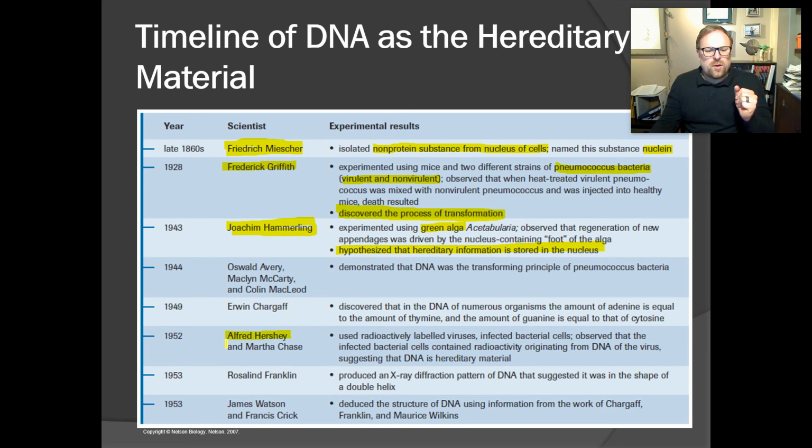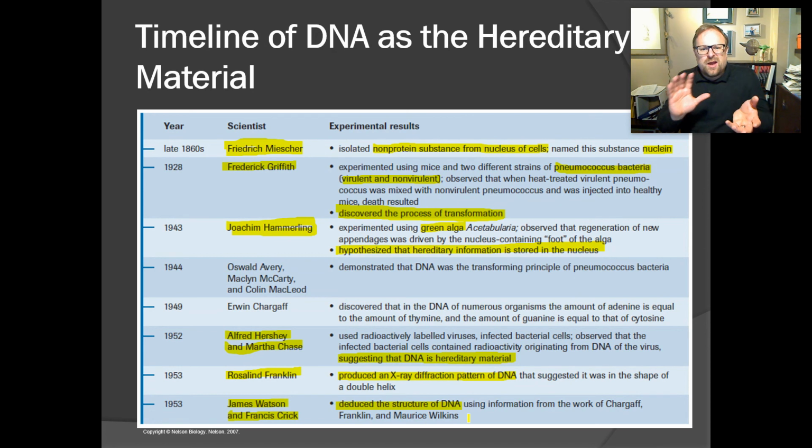I will ask you about Hershey and Chase and what they did. And they basically suggested that DNA is the hereditary material based on what they figured out with their experiment dealing with those radioactive phosphorus and sulfur. Then Rosalind Franklin came around, and she produced an X-ray diffraction pattern of DNA that suggested a shape of a double helix. And then it was finally Watson and Crick that came along, and they got that structure. They deduced the information using stuff from Chargaff, Franklin, and Wilkins as well.